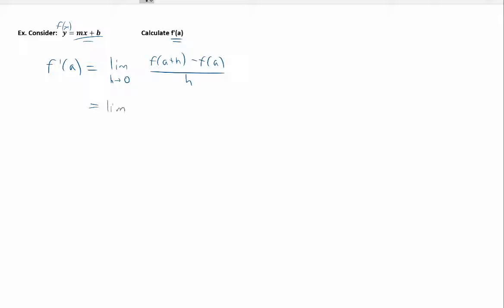When we substitute in, f at a plus h is m times a plus h, just plugging in for x, plus b, minus f at a, which would be m times a plus b. And that's all divided by h still. Again, we're just doing some basic algebra here. So let's simplify that numerator a little bit. This is an h, not an x. Oh, did it again. Good grief.